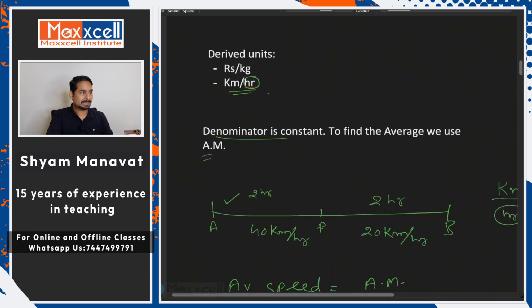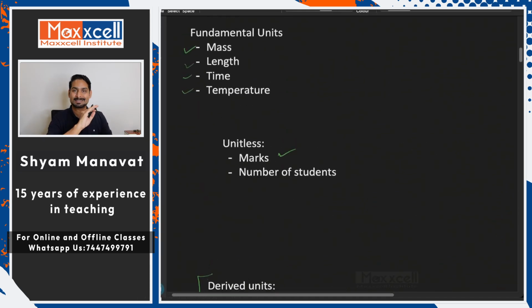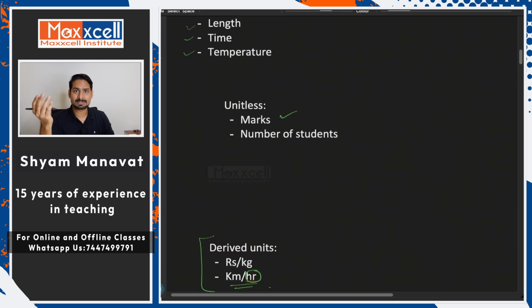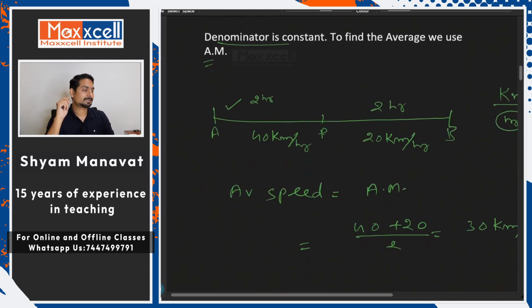In case you get a derived unit, you just need to be cautious. If there is no derived unit, if it is a simple unit with a single term, like mass, length, time, temperature, directly apply sum of observations by number of observations to calculate the average. If the observations are unitless like marks or number of people, apply the average formula, sum of observations by number of observations.